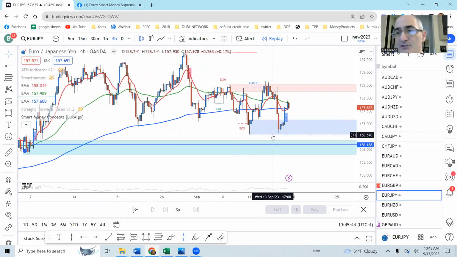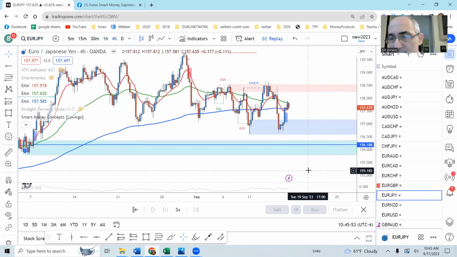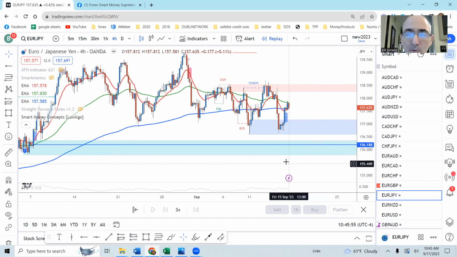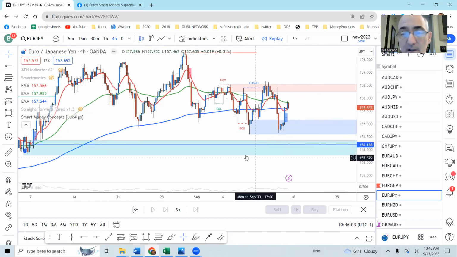Now, as I'm going through these charts, guys, I go through them kind of fast, I know, but you can see that on the right-hand side here, it's going to give you that number, 156.188. That's where our point of interest is at. When you go to these charts yourself, write the pair down, write the point of interest, and then when you go to your 4-hour chart, you'll be able to find the order block, right?